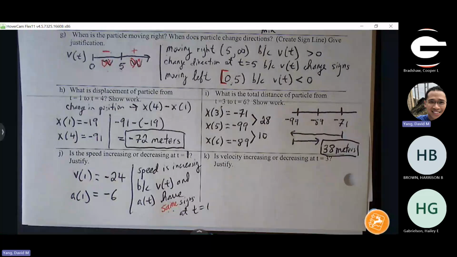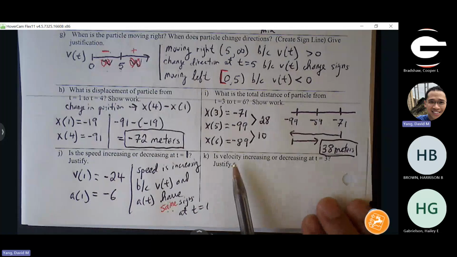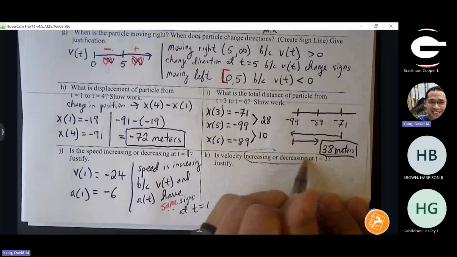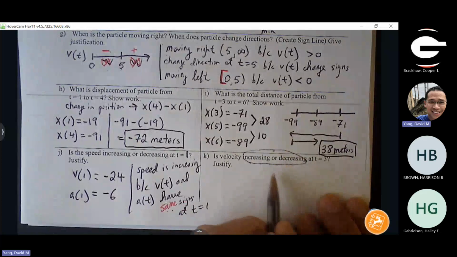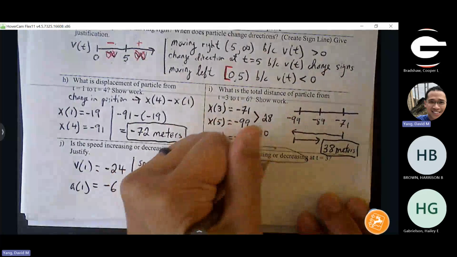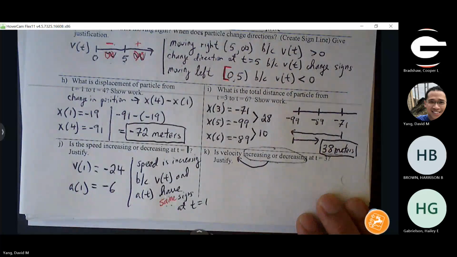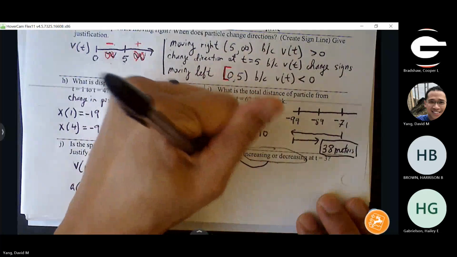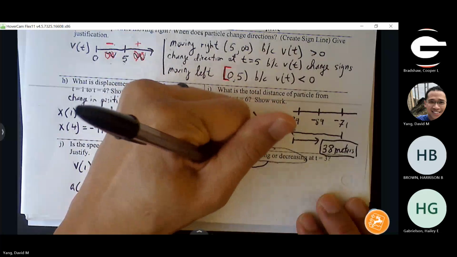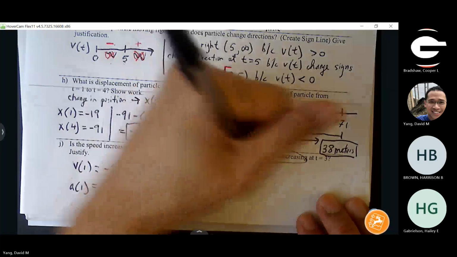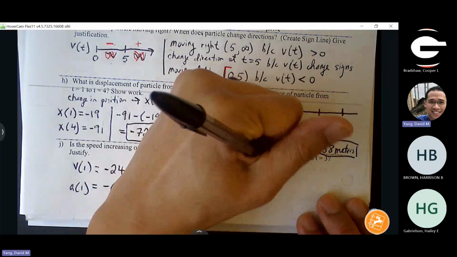Okay, last one here. Is velocity increasing or decreasing at t equals 3? Is this talking about velocity? No. You see velocity, but it's not talking about it, because the increase or decrease changed it. It's talking about the rate of change of velocity. And what is the rate of change of velocity? Acceleration.